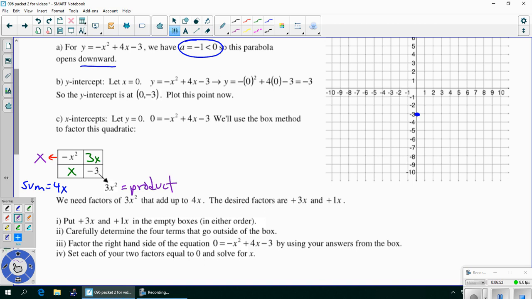Then we're going to come up here and figure out what we need to put in that blank up above so that this x multiplied by this blank gives me negative x squared. Well, that blank must be negative x. And then we'll look at the 3x in the box. We know that that 3x is supposed to be the product of whatever we put in this blank and this thing way over here. So I think right up here we're supposed to put positive 3. I like putting the signs on all of my entries here.